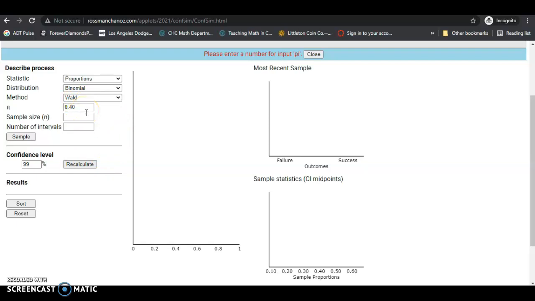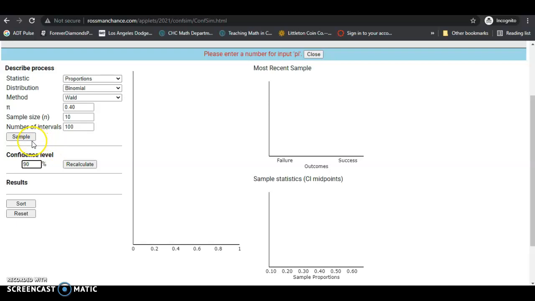Now, in reality, we won't know what the population proportion is. But in the simulation, we can pretend that we know what it is, and let's pretend that it's 0.40 or 40%. Okay, and then we can select the sample size. So I'm going to start small. I'm going to select a sample size of 10. All right, and let's go ahead and create 100 different intervals. And I'm going to start the confidence level at 90%. All right, so if I change the confidence level, I'm going to recalculate it.